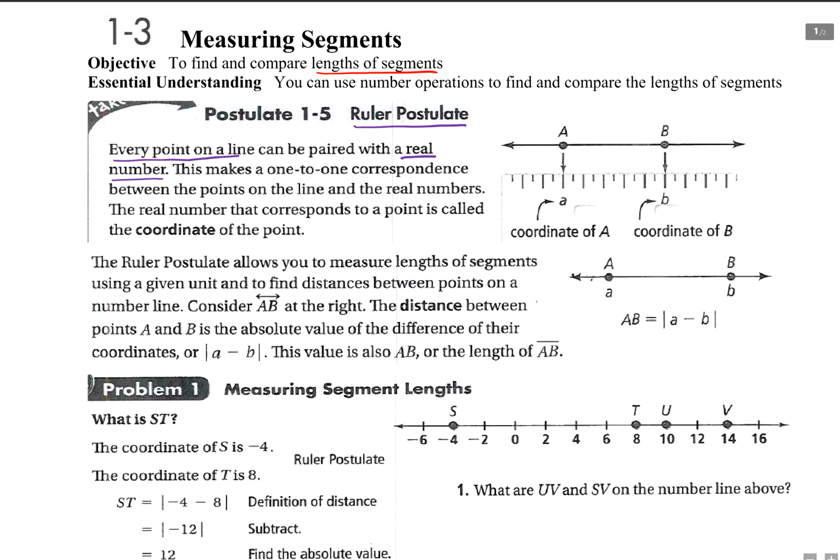So the real number that corresponds to that point is called the coordinate of that point. And you have, in previous math classes, identified numbers on a number line, or in a coordinate plane, you have an XY coordinate. So nothing really new, but you now have a name for it. You have a reason for it. The ruler postulate allows us to measure lengths of segments. Okay, this is important.